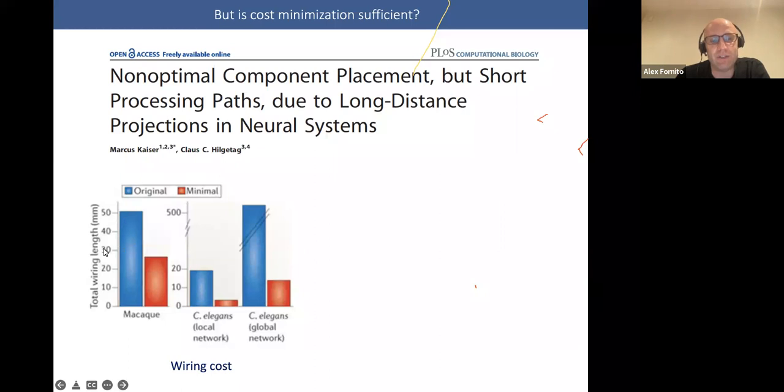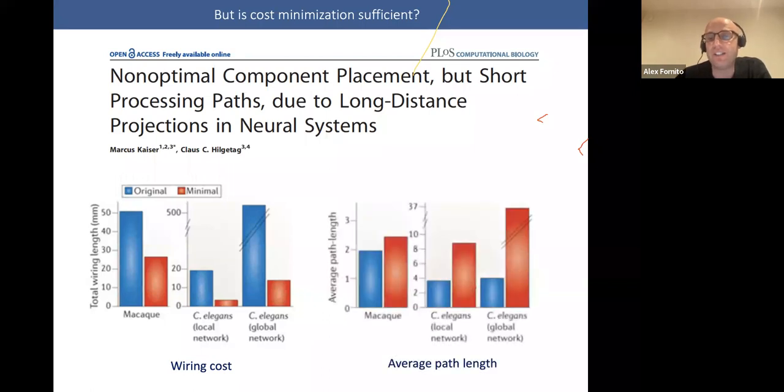So here we've got the wiring cost of the macaque brain in blue and the permuted network in red. You can see there's quite a dramatic reduction in overall wiring volume. Same pattern of findings for the neuron and synapse network of C. elegans. So suggesting that it is certainly possible to find alternative configurations of brain networks associated with lower wiring cost.